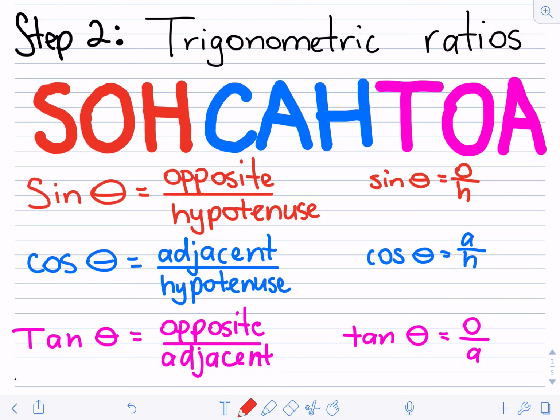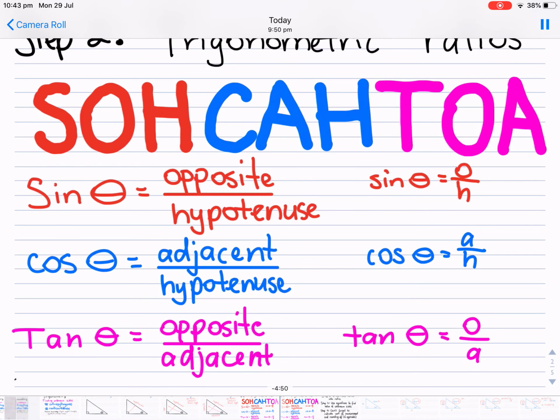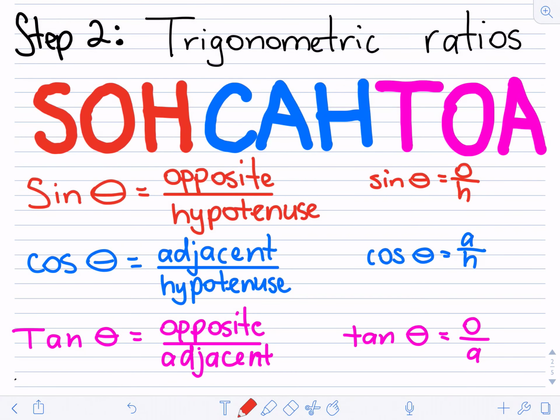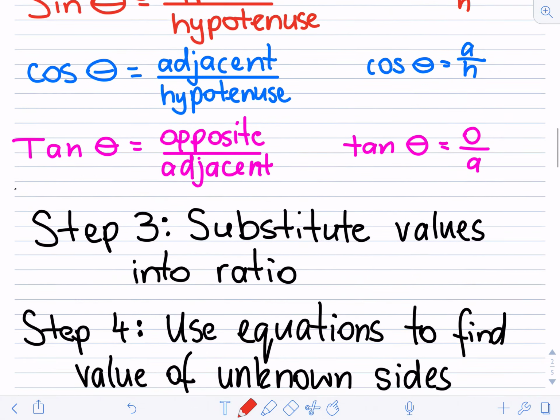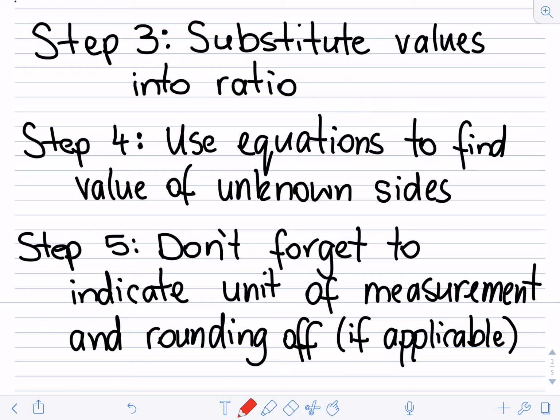Now, at one given time, you'll only be using one of these three, and you determine which one to use by first labeling the triangle. That's step number 1. Step number 2 is to substitute the values into that ratio. Then we use equations to get the unknown by itself. And step number 5, we indicate the unit of measurement and rounding off if it's applicable.